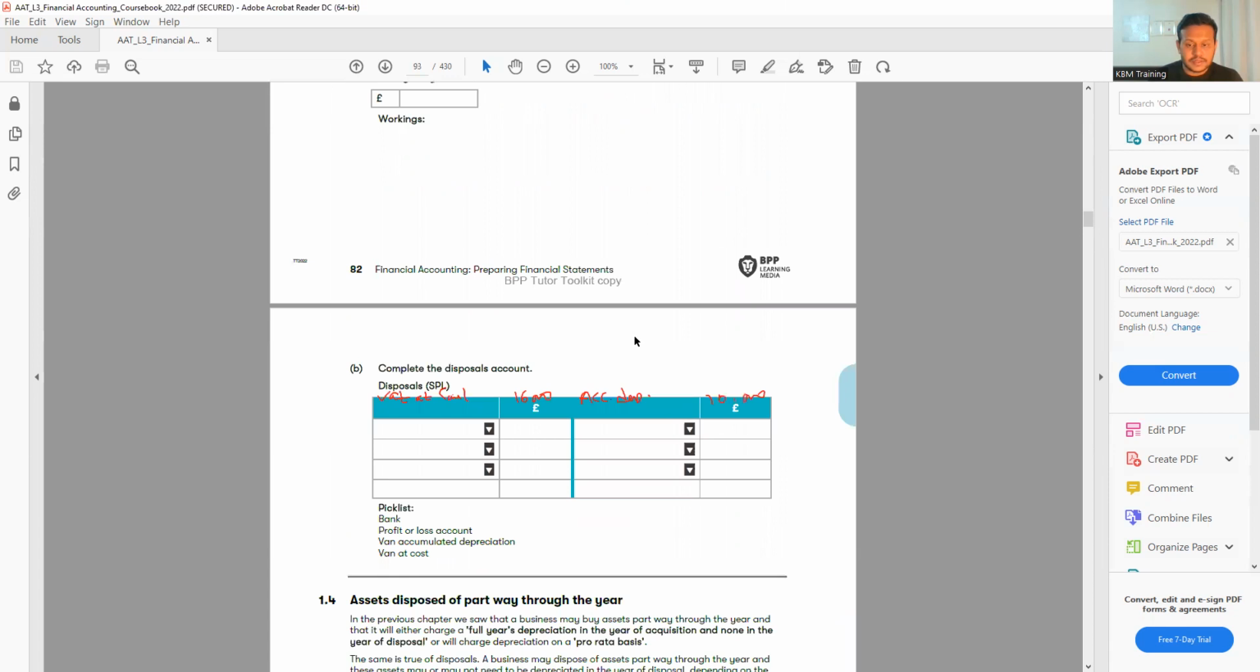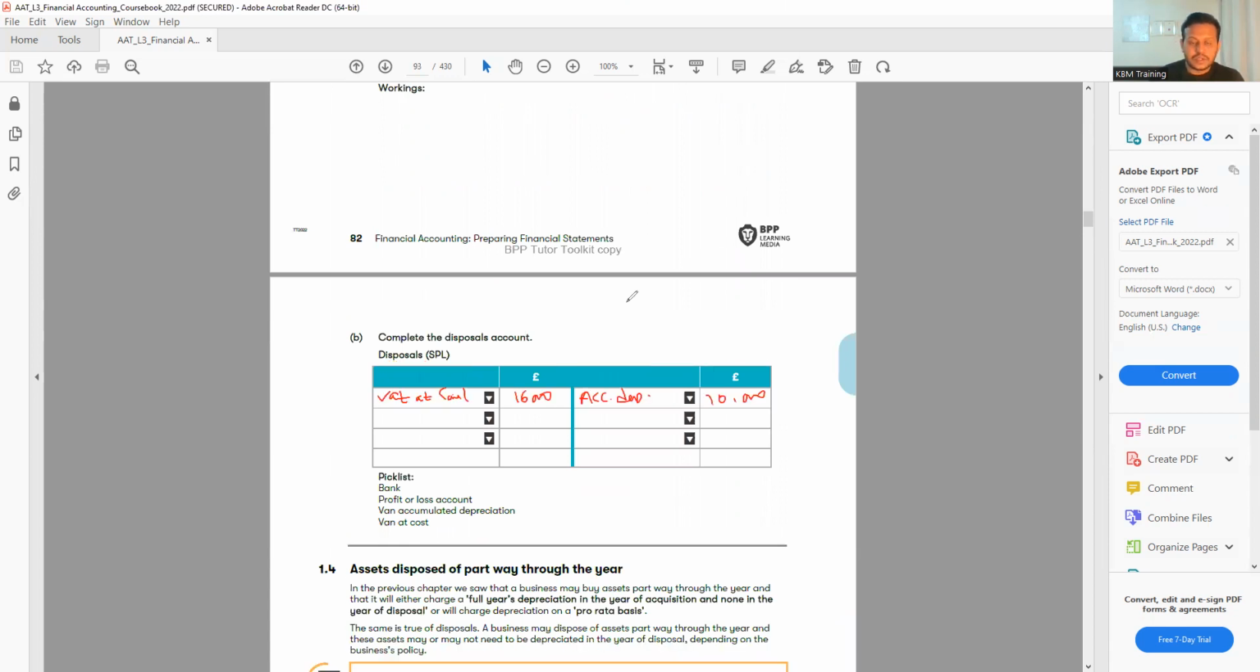So we're going to say proceeds is 5,200 and you have to minus the carrying value. For the carrying value, you have to do some workings. So cost minus depreciation is the carrying value. The cost was 16,000 and the accumulated depreciation was 10,000. So 16 minus 10 gives me 6,000.